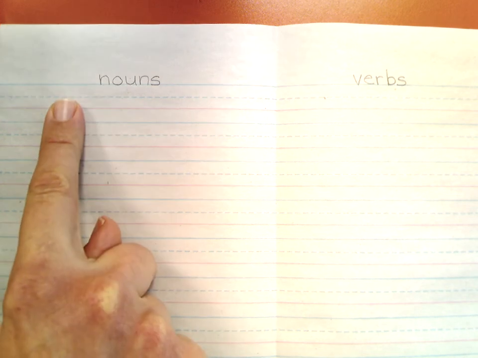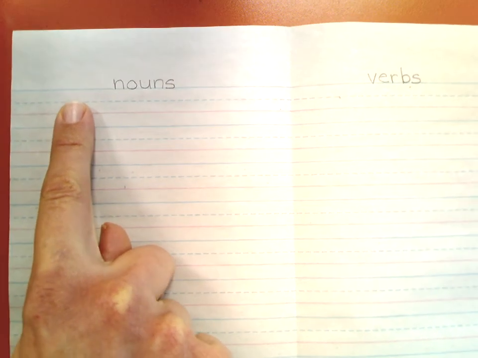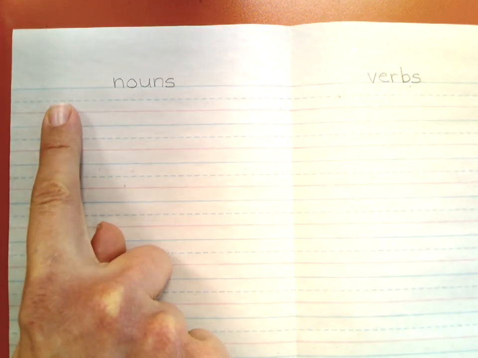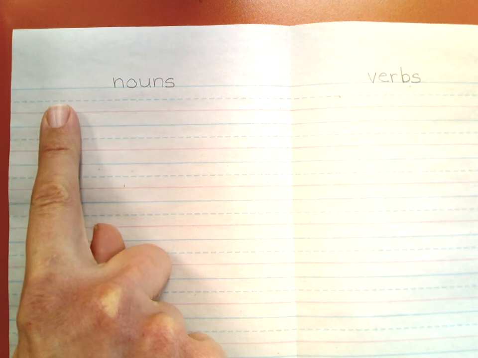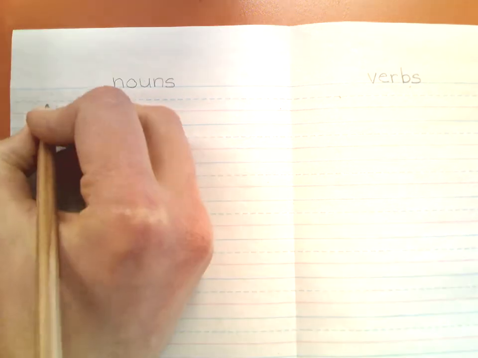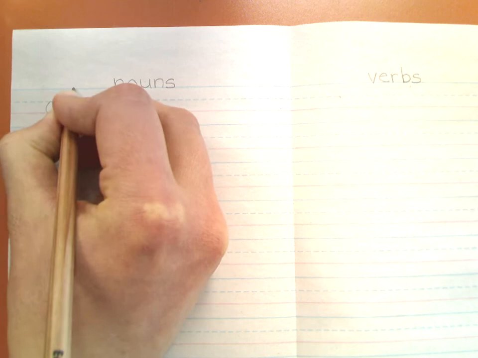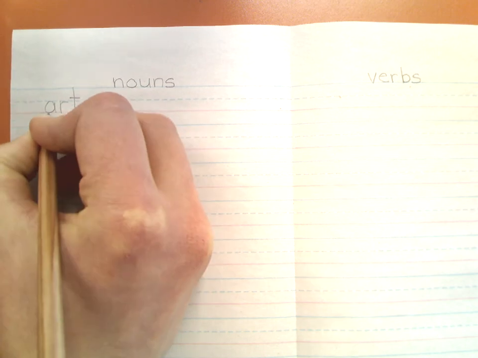All right, you can pause the video till you're ready. All right, and art is a thing, right? You can see it. You can touch it sometimes, not when it's in a museum. But all right, art is a noun. Go ahead and write it and mark it. Say the sounds while you're writing it. Art.